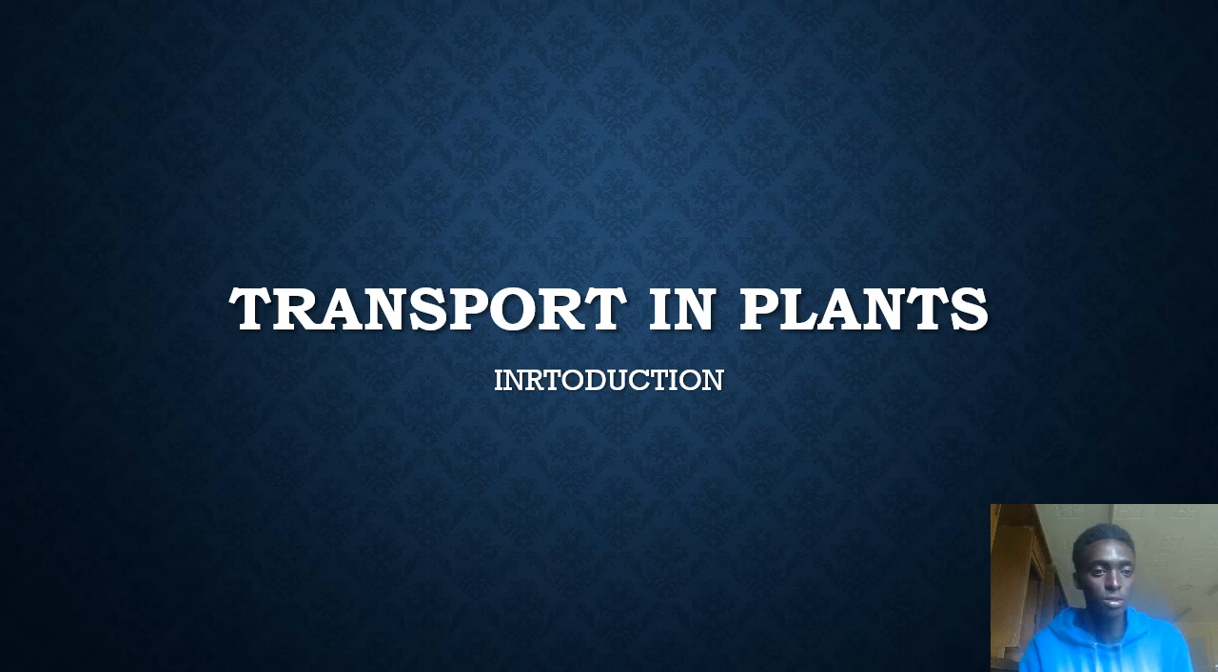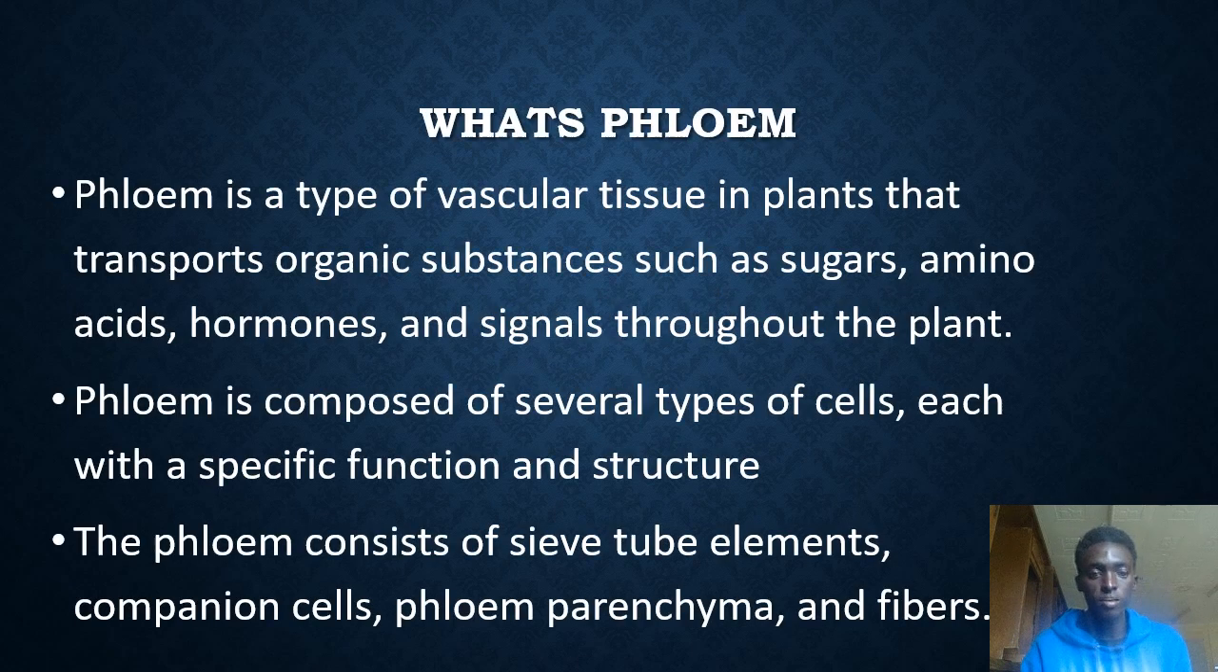So class, I'm going to take you through the phloem and its functions. At first, we need to understand what the phloem is. The phloem is a type of vascular tissue in plants that transports organic substances such as sugars, amino acids, hormones, and signals throughout the plant. The phloem is composed of several types of cells, each with a specific function and structure. The phloem consists of the following structures: sieve tube elements, companion cells, phloem parenchyma, and fibers. So class, we are going to look at each structure and its functions.